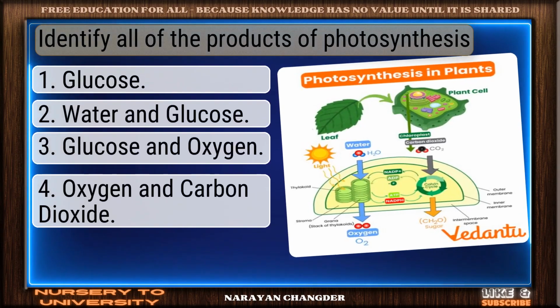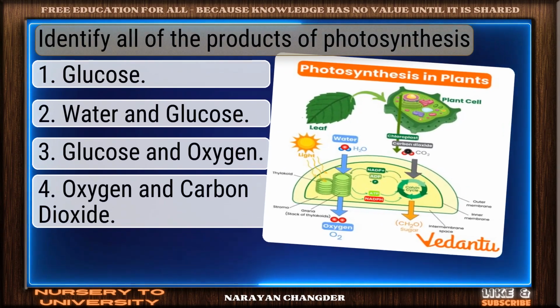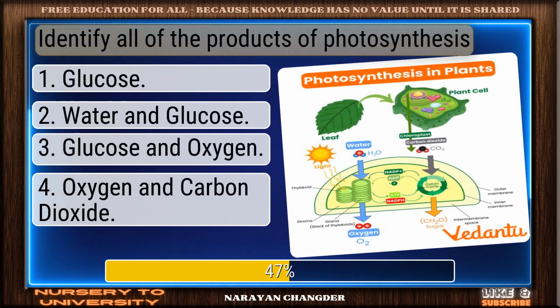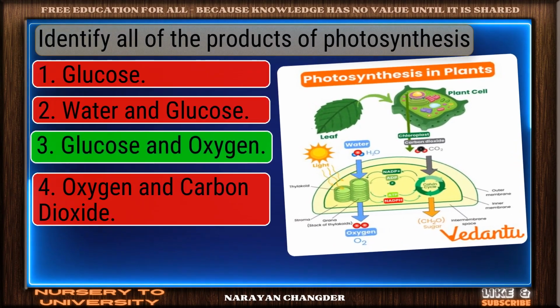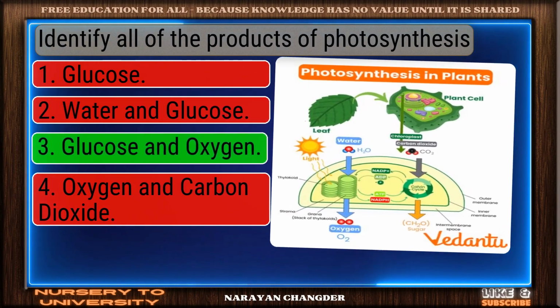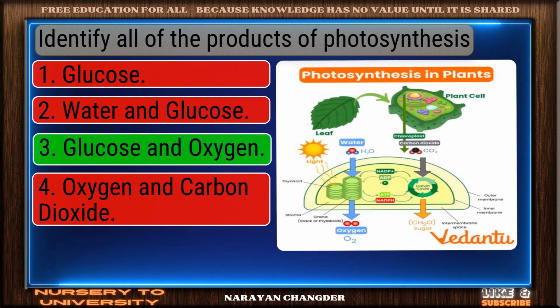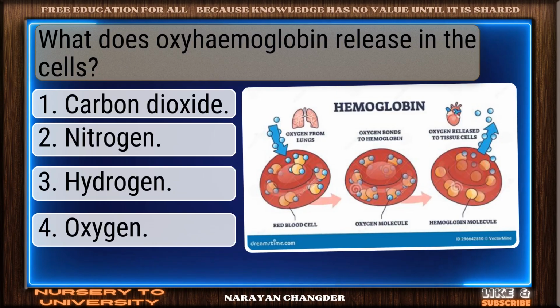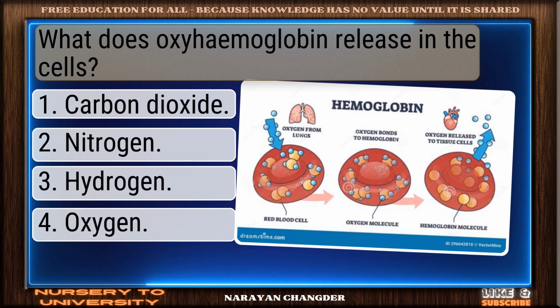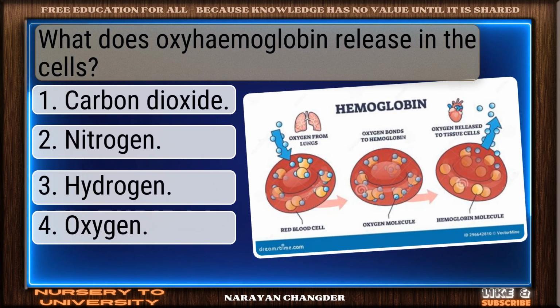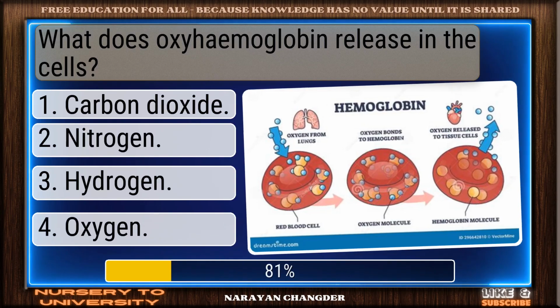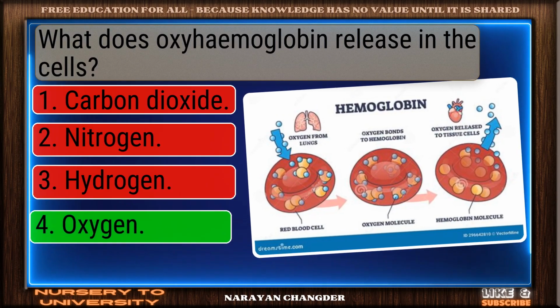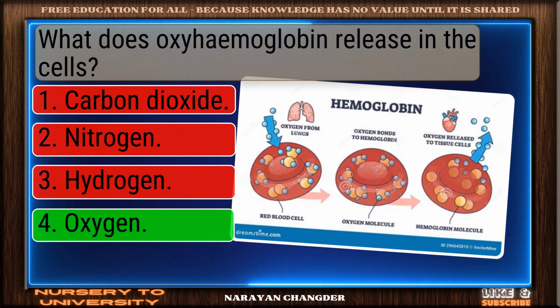Question number 28. Identify all of the products of photosynthesis. Nice work. You chose glucose and oxygen, and it is correct. Question number 29. What does oxyhemoglobin release in the cells? Correct. Oxygen is the right answer.